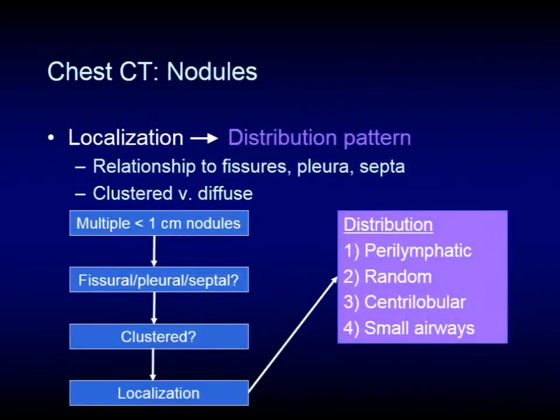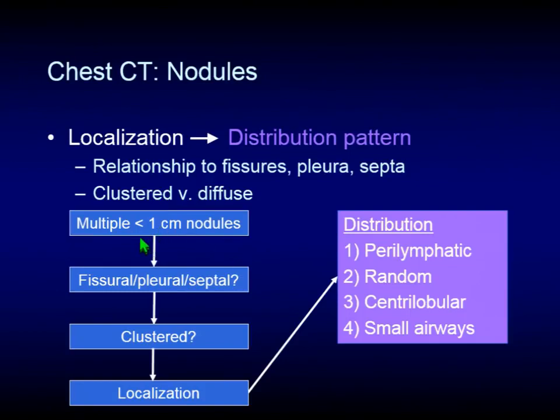So when dealing with this nodular pattern, you're trying to figure out what the nodule's relationship to the secondary pulmonary lobule structures is. And that gives you maybe some insight as to what the distribution pattern overall is of where these nodules are caused by or where they're locating. And so what you really want to look at is the relationship of these nodules to the fissures, the pleura, the septa, and make the observation: are these nodules clustered, or are they kind of just diffuse and random? And we'll go over this.